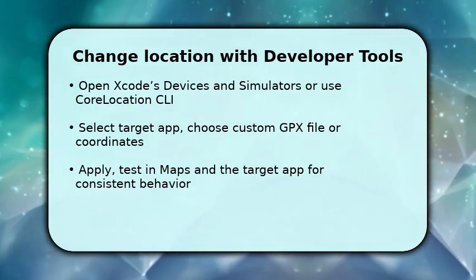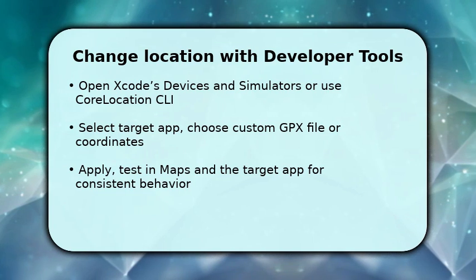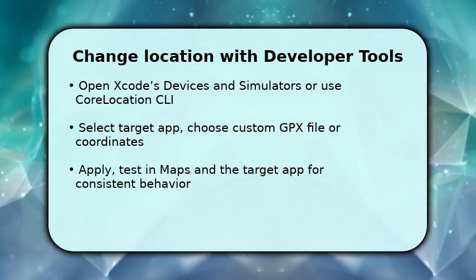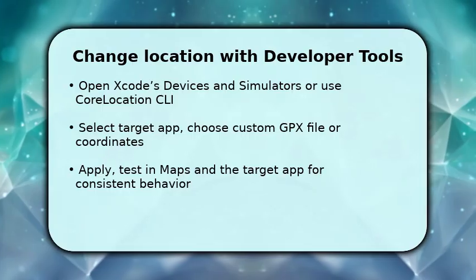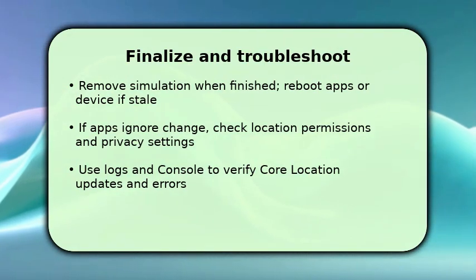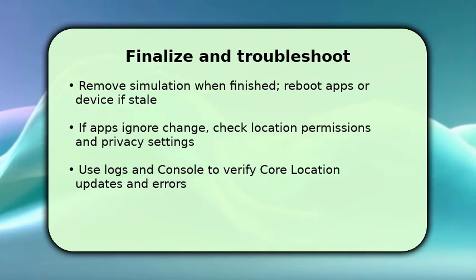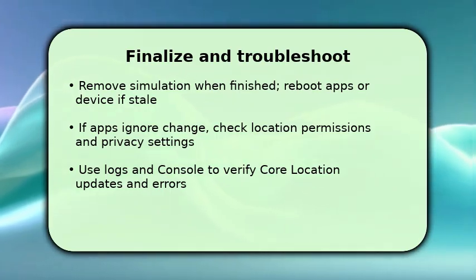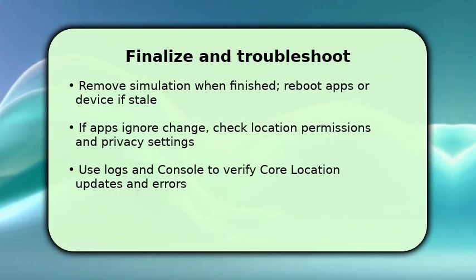Once applied, test immediately in Apple Maps and your app to confirm the simulated GPS matches the coordinates you set. To finish, remove the simulation and restart affected apps so they revert to real GPS. If you used a system-level tweak, reboot the Mac to clear cached location data.